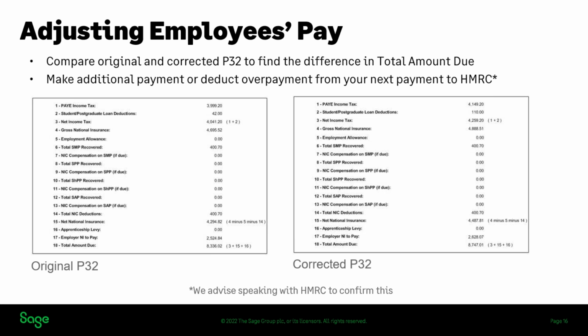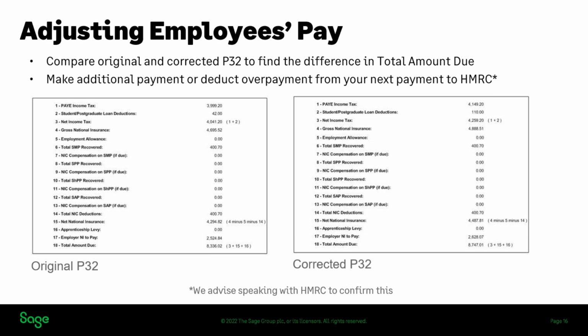When it comes to the HMRC payments, you would compare the original and corrected P32 to find the difference in the total amount due. And then you would make additional payments or deduct any overpayments from your next payment to HMRC. Now we have put a little asterisk next to that because we do need to advise you that it's HMRC who are ultimately going to decide how you adjust the pay.